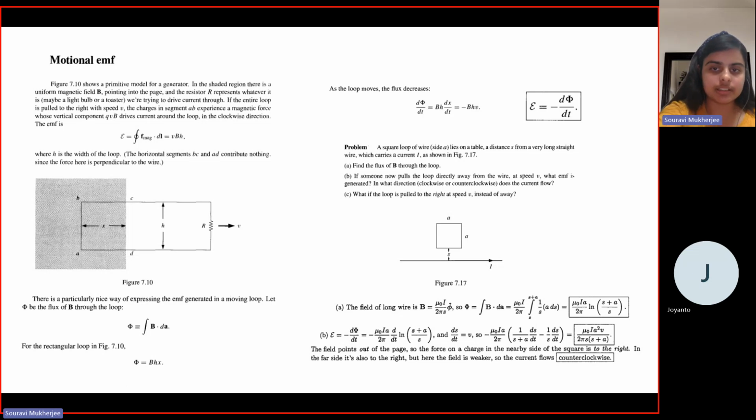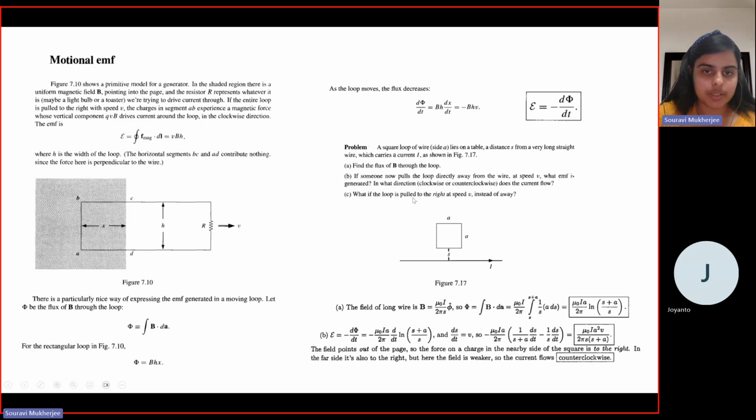So now if you consider this square loop, you can understand that a counterclockwise flow of current would result in a field out of the page. So that's why the current flows counterclockwise.